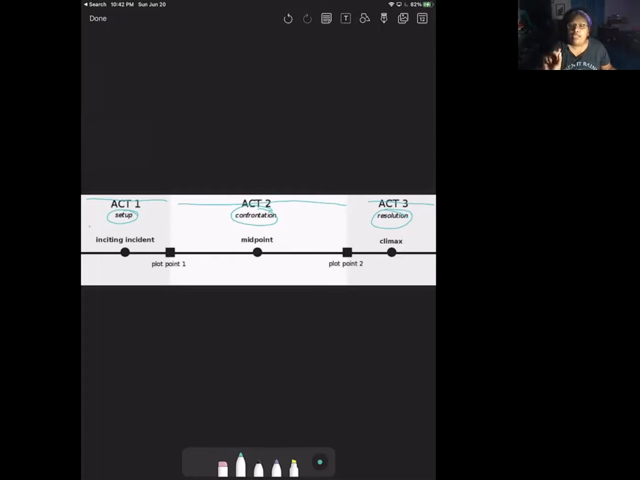Then there's a plot point that takes us from Act 2 into Act 3 that drives us into the climax. Remember, climax means tension here. So it drives us into the tension point of the story. And then we have a resolution. And the goal here in Act 3 is to resolve it.